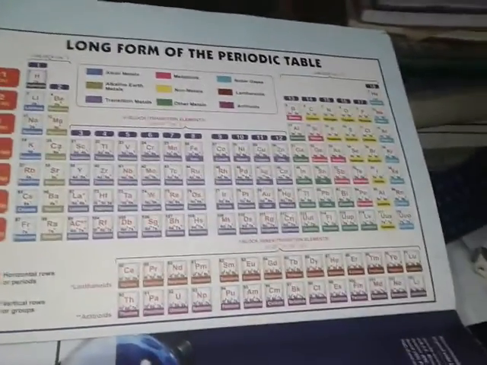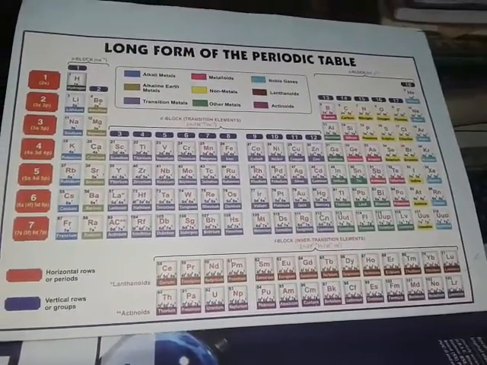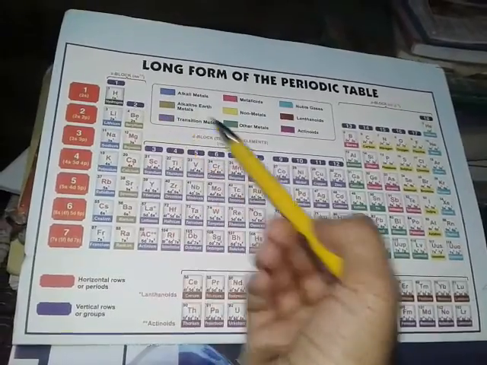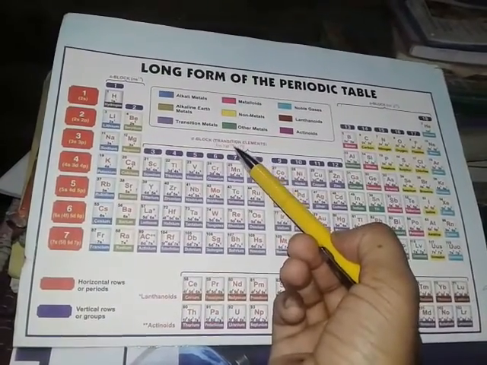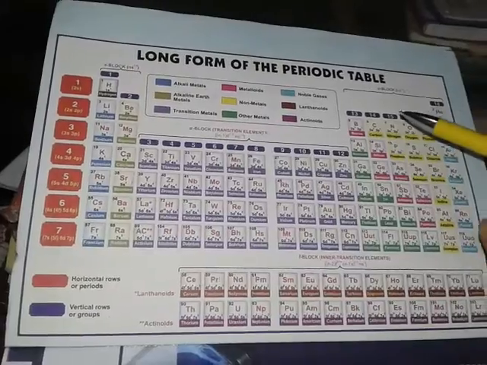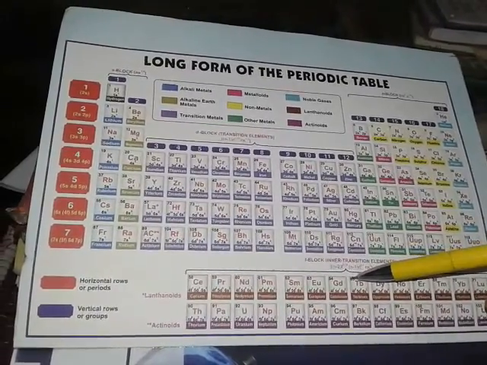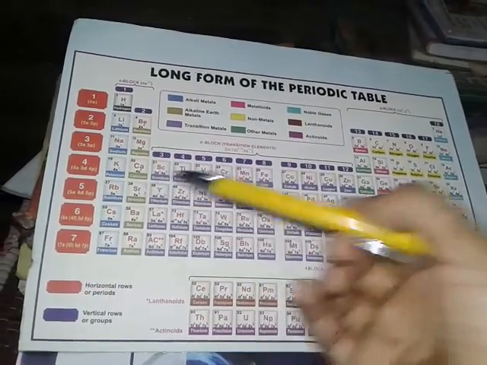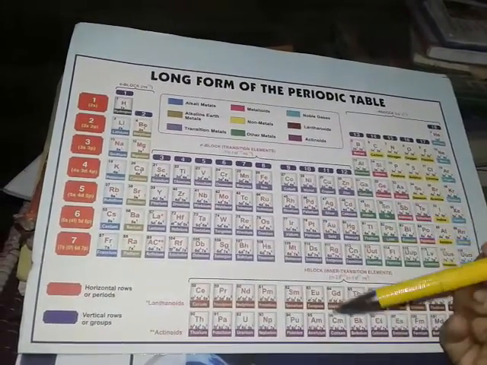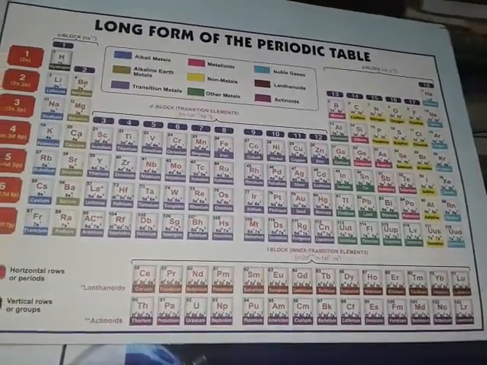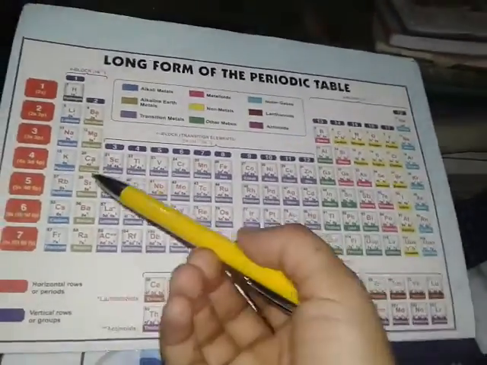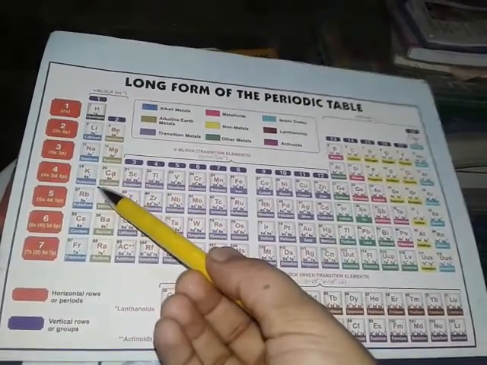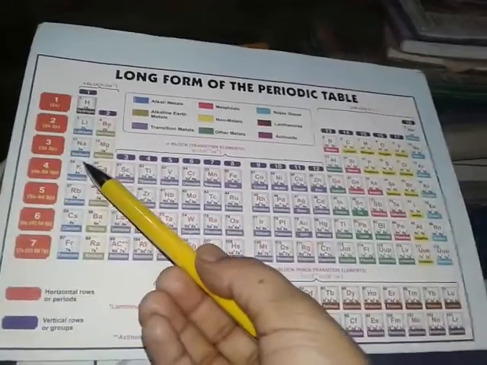The long form of the periodic table has been divided into four portions, namely S block, P block, D block, and the last is F block. They are categorized as S, D, P, or F on the basis of their electronic configuration. We have seen that if we take any element of S block, let us take potassium, its atomic number is 19.